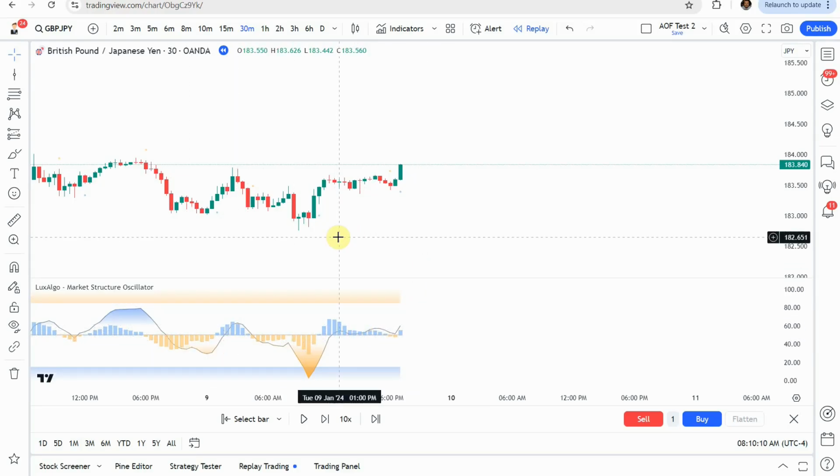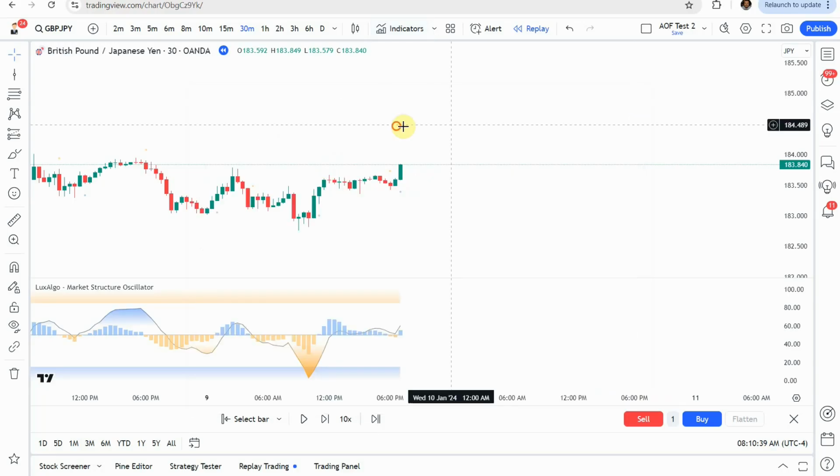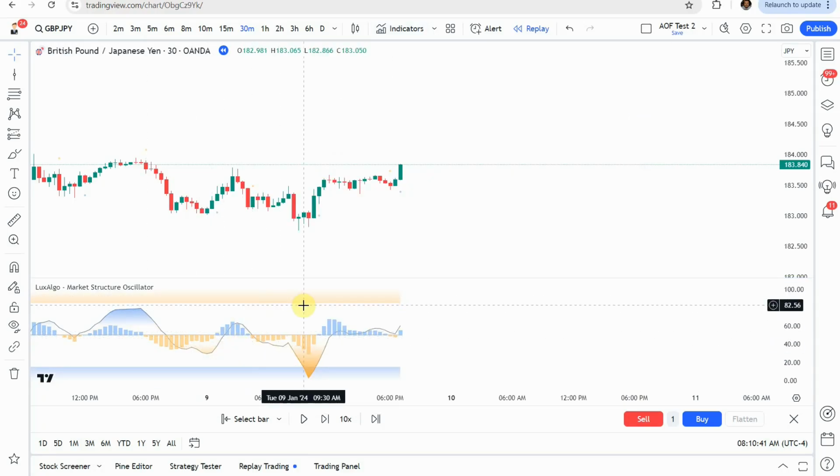This indicator actually has quite a few different options. We won't be utilizing all the options. We're going to try to keep it pretty basic, just from the source video and how they kind of explained the indicator. And so the indicator we have on screen is the market structure oscillator. And it's going to be this one right here. Go ahead and click on that and add it to the screen. And it'll pop up and look like this here.